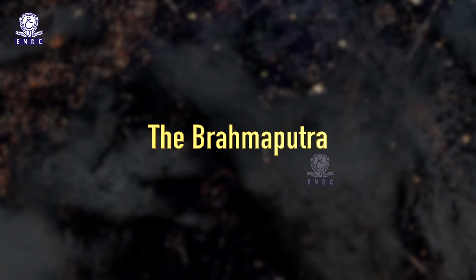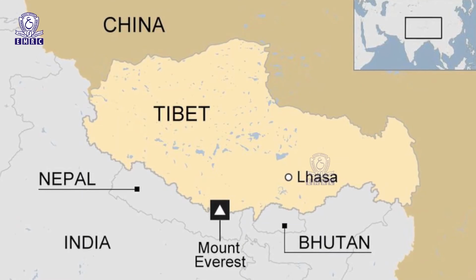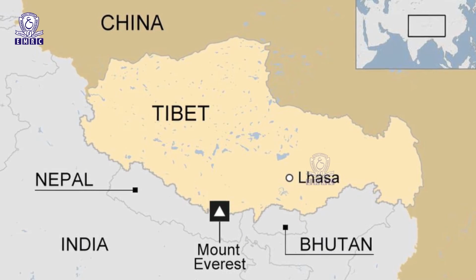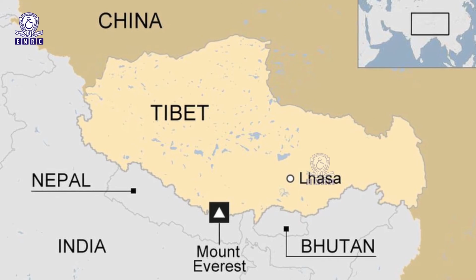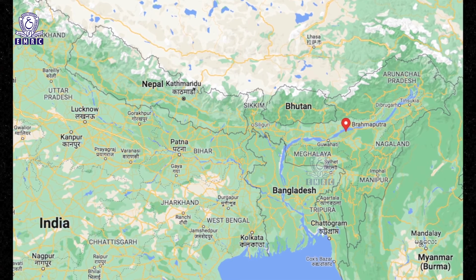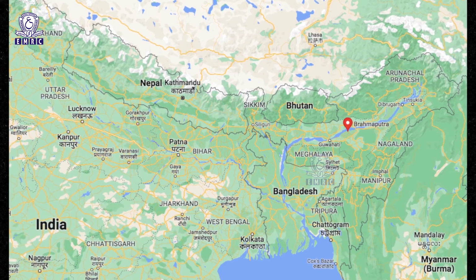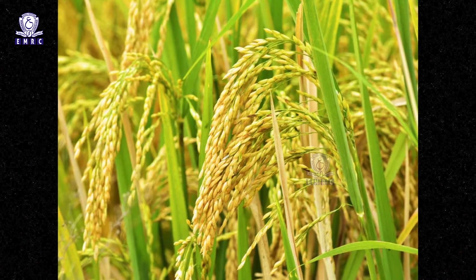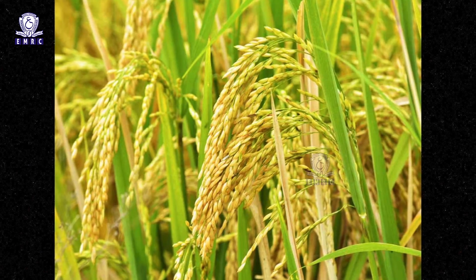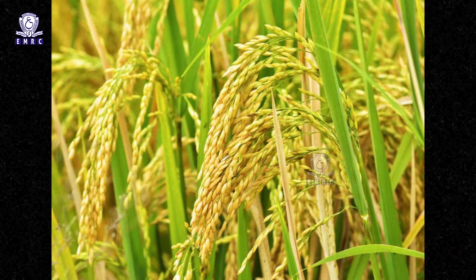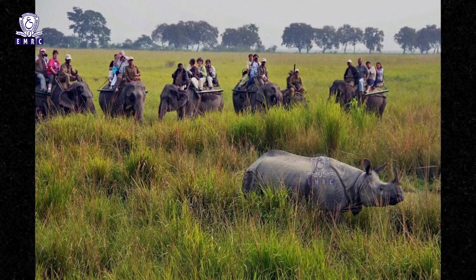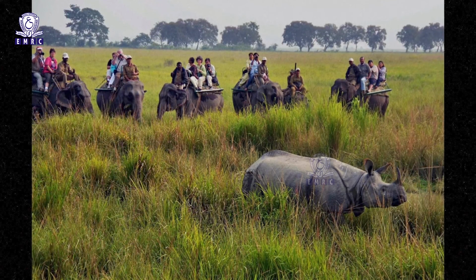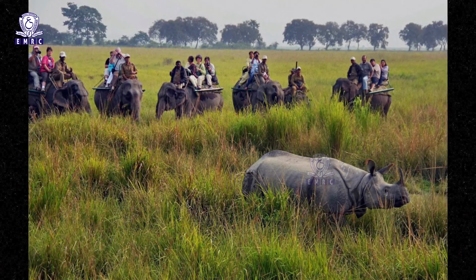The next feature, the Brahmaputra. It is one of the great rivers in the world, flowing eastward to the north of the Himalaya in Tibet. It turns sharply south and passes through Assam before entering Bangladesh. The river valley has a fertile alluvial plain which is conducive to growing rice and jute. It is also famous for its tea and the two national parks at Kaziranga and Manas.